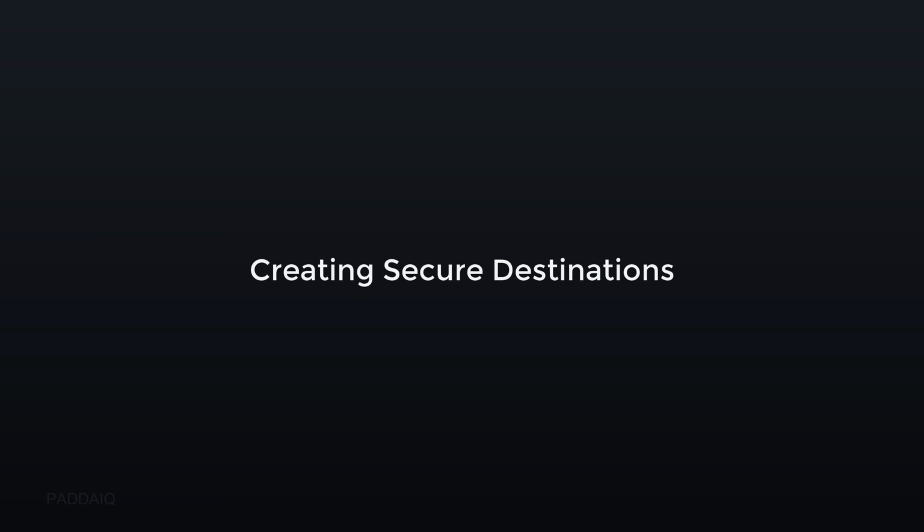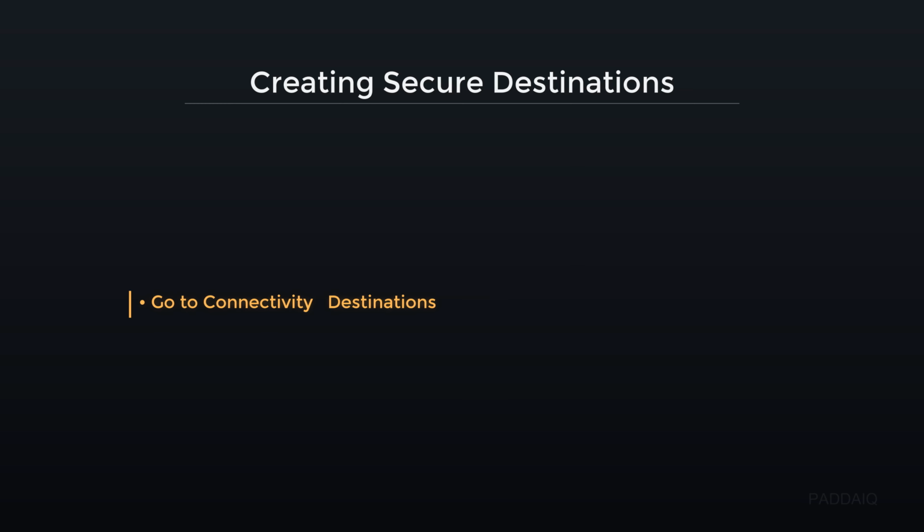Creating secure destinations in SAP BTP. Go to Connectivity, Destinations. This means you navigate to the Destinations section within Connectivity in your BTP account. For example, to securely connect your application to an external weather API, you create a destination here. This is your starting point for establishing any secure external connection.